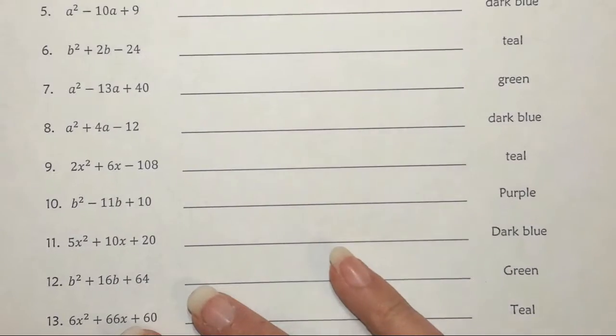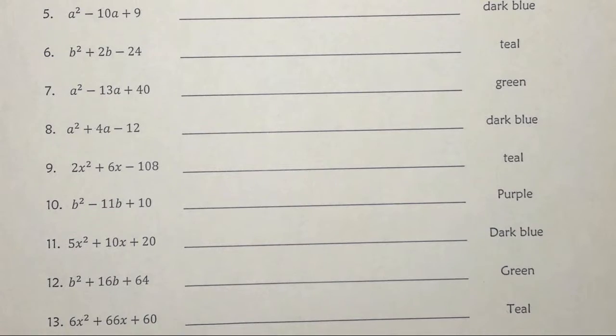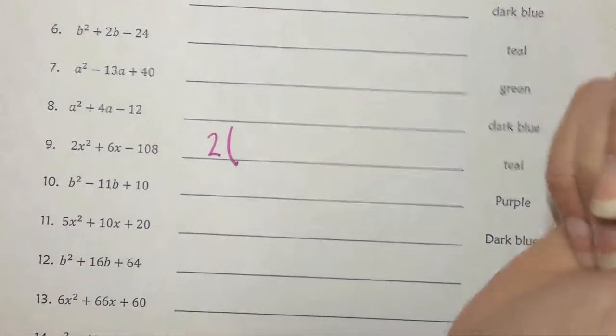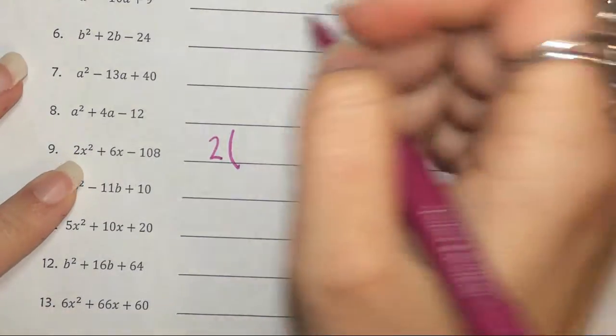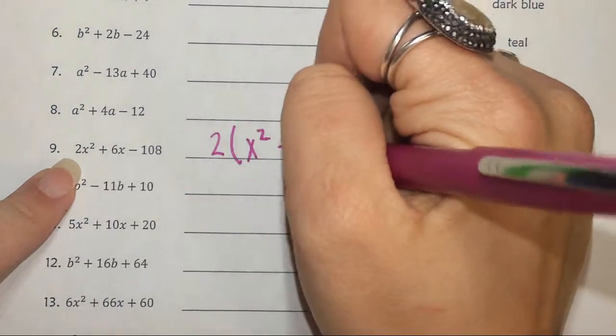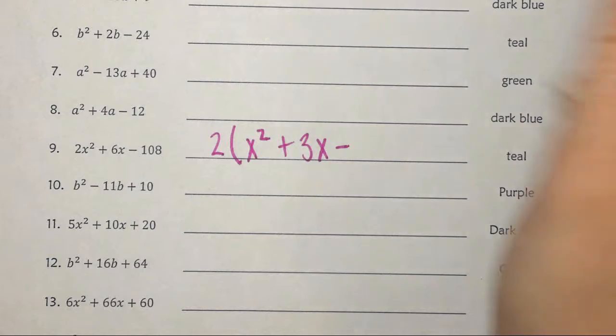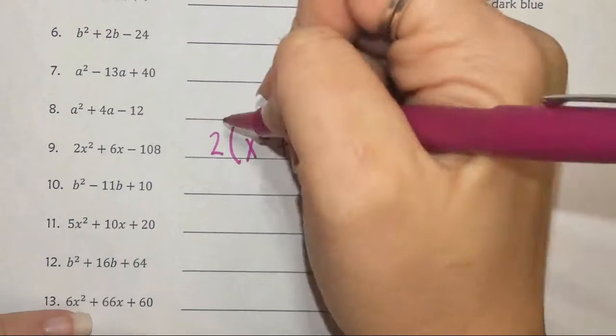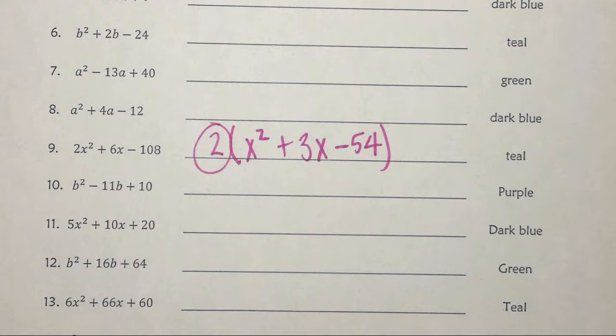Do I need to keep going up, or is that good? Okay. You just divide it, you put 2 on the outside of your parentheses, and you divide everything by 2. So 2x squared divided by 2 will give you x squared. 6x divided by 2 would give you 3x. And then 108 divided by 2 would give you 54. And the directions say color only the GCF, so you're only going to color 2. Okay? Does that help? Yes. A blue-green color.